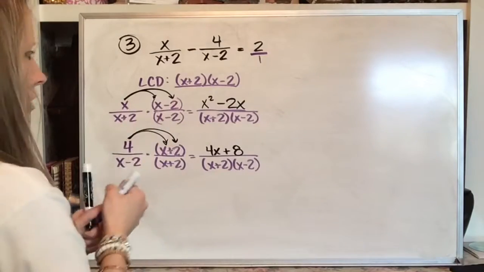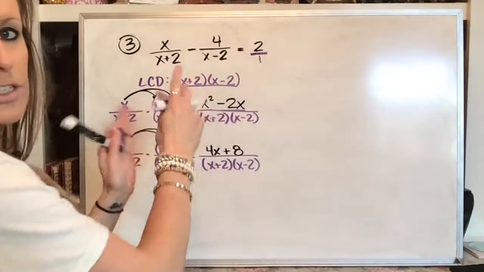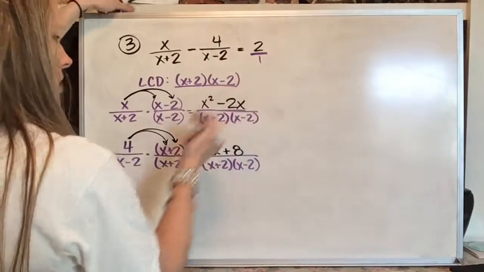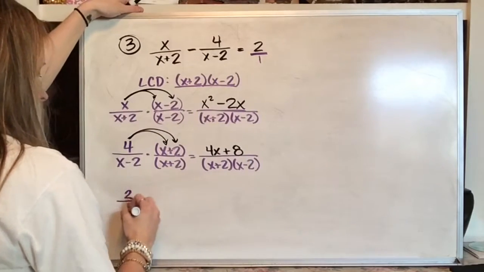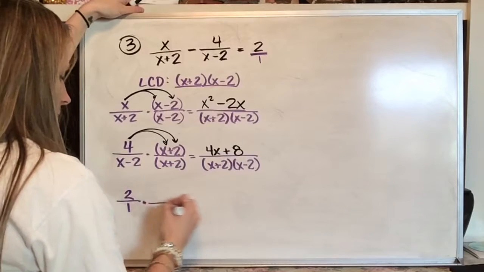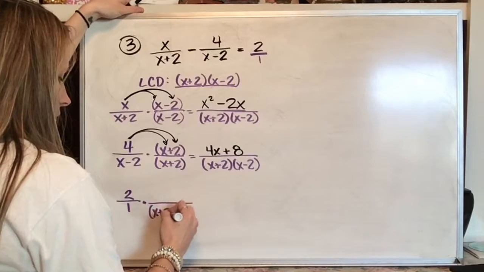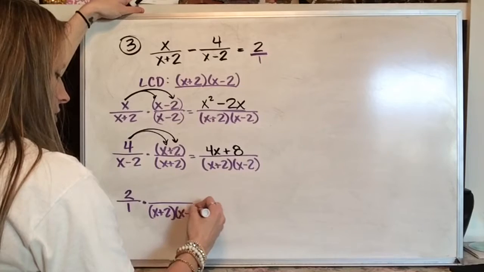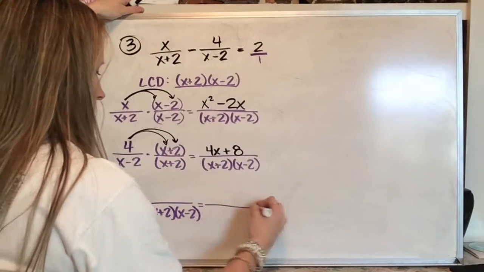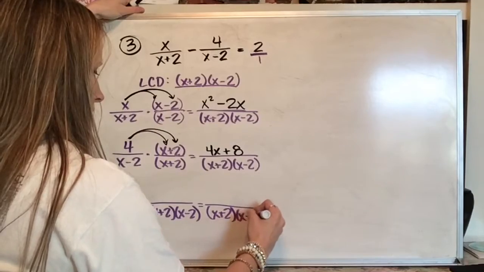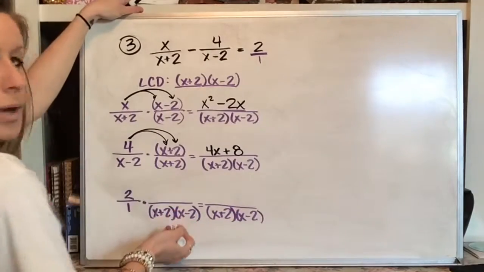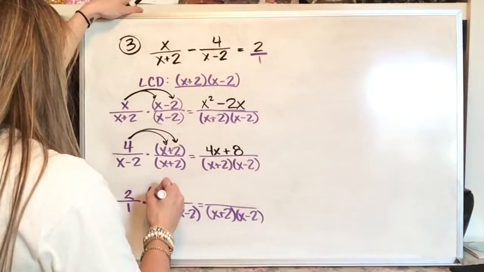Third fraction, I don't have any of the parts for my common denominator in here. I just have a 1. So I'm going to have to multiply that 2 over 1. I'm going to have to multiply it by x plus 2 and x minus 2 in order to get that common denominator. Okay, so what I do to the bottom, I have to do to the top.